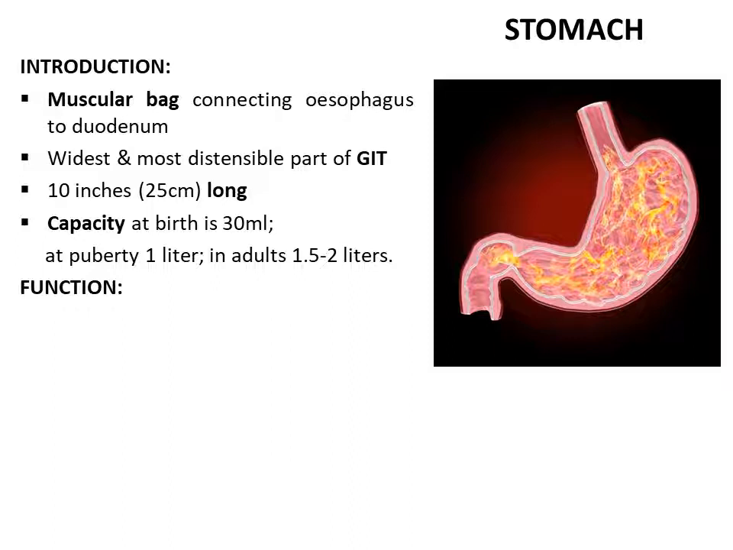The capacity of the stomach at birth is 30 milliliters, which increases to 1 liter at puberty and is approximately 1.5 to 2 liters in an adult.